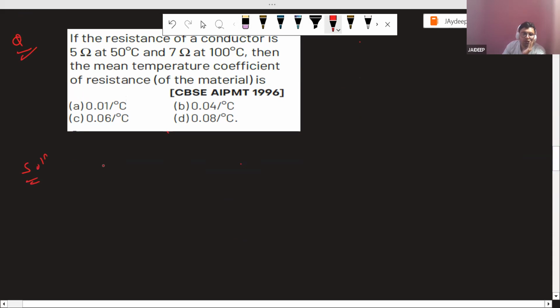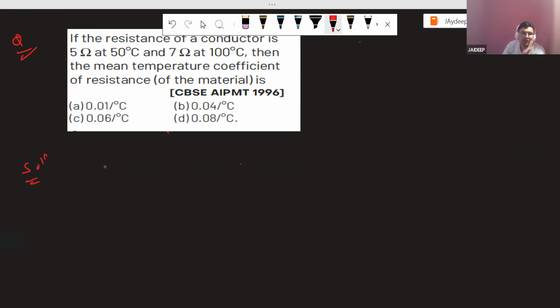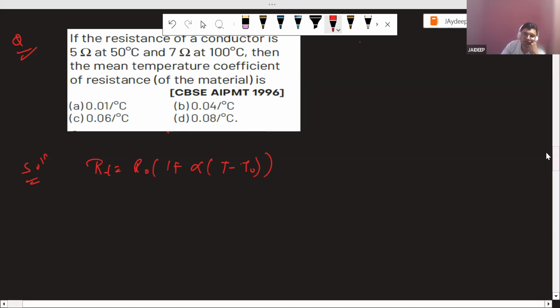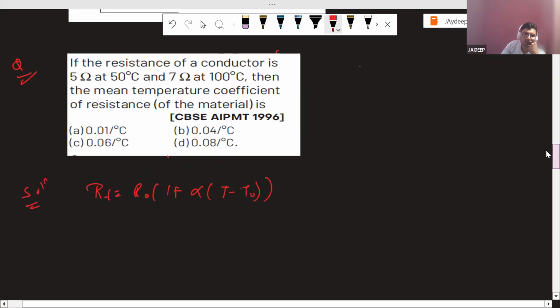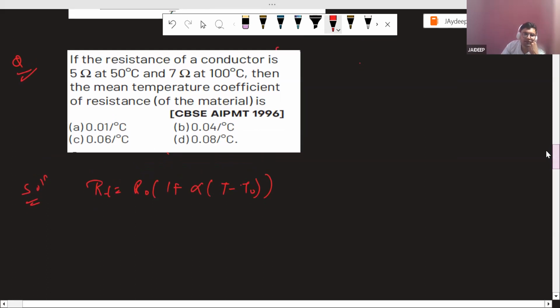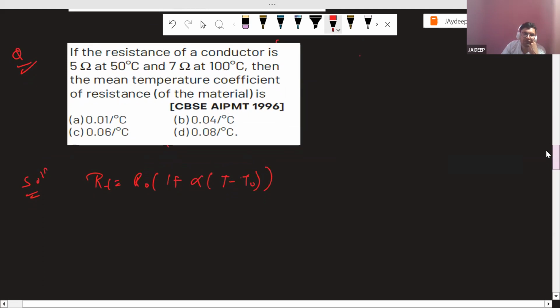Now how to do it? If the resistance of the conductor is 5 ohm at 50 degrees and 7 ohm at 100 degrees, then find the mean temperature coefficient. So look how to do it. The formula is RT equals R naught, 1 plus alpha, T minus T naught. Here RT is the resistance at temperature T. We have to calculate the mean temperature coefficient alpha.